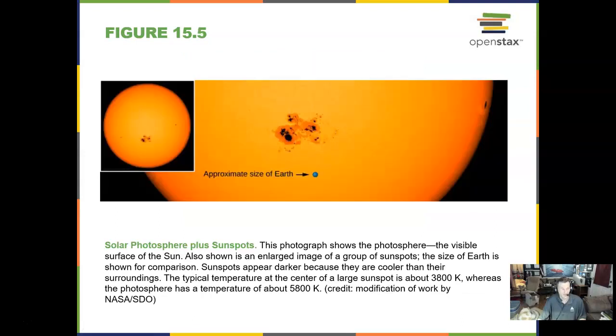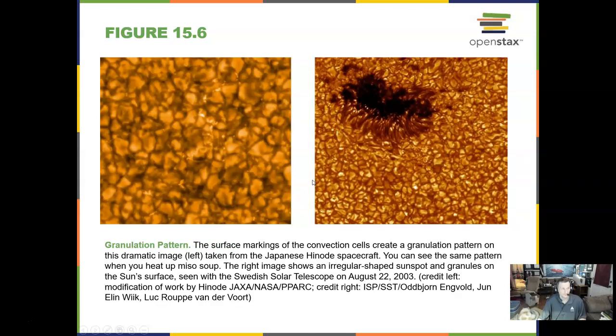So how big is a sunspot? It is usually a lot bigger than the entire Earth. These sunspots have a granulation pattern to them. They look like boiling rice or soup.